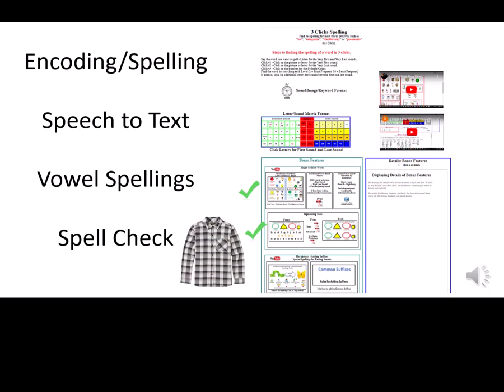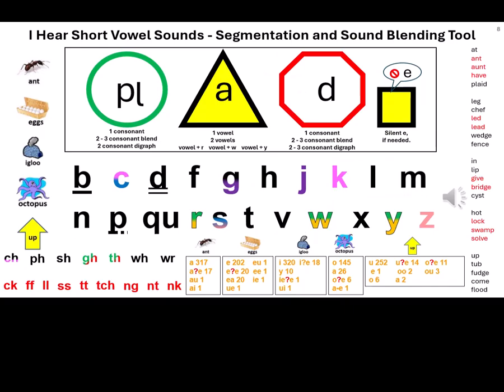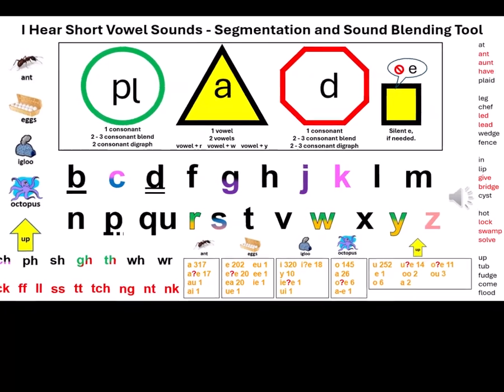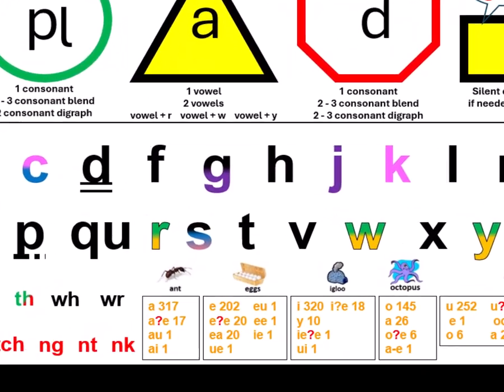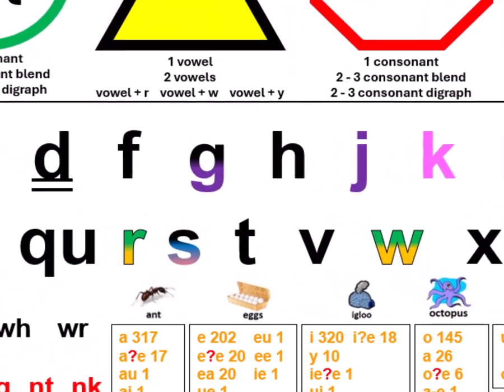Let's look at encoding. Sound alone isn't always enough. There can be homophones in competing spellings. A word like plaid shows why this matters. That's where reference tools support decision-making. Statistically, the student chose the single letter A for the vowel sound.